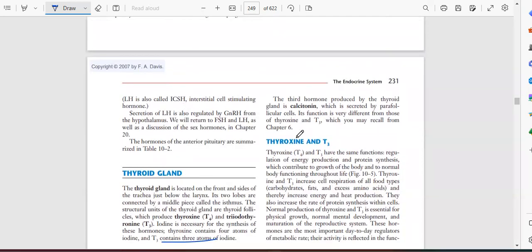So this is the detail. The third hormone produced by the thyroid gland is calcitonin, which is secreted by parafollicular cells.